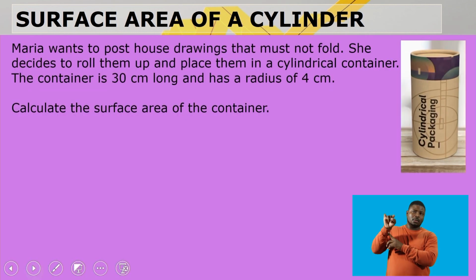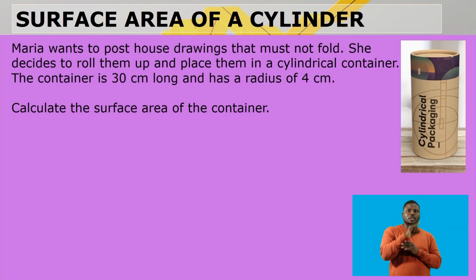Maria wants to post house drawings that must not fold. She decides to roll them up and place them in a cylindrical container, and the container is then 30 centimeters long and has a radius of 4 centimeters. Calculate the surface area of the container.